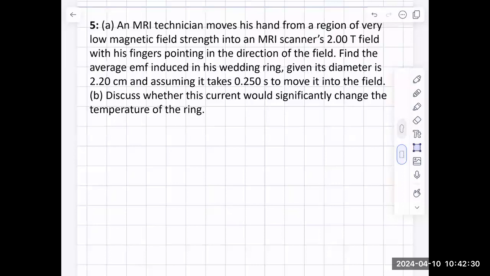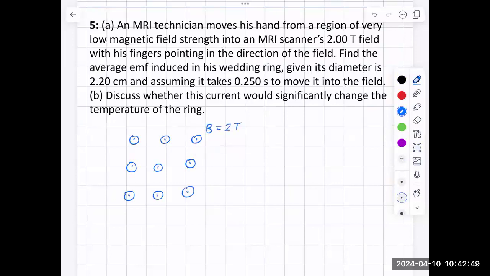Okay, so what we're gonna have is a 2 Tesla field where let's take this magnetic field to be coming out of the screen towards us. And so this is B is equal to 2 Tesla. And then we're gonna have a ring. This is the ring on the finger.